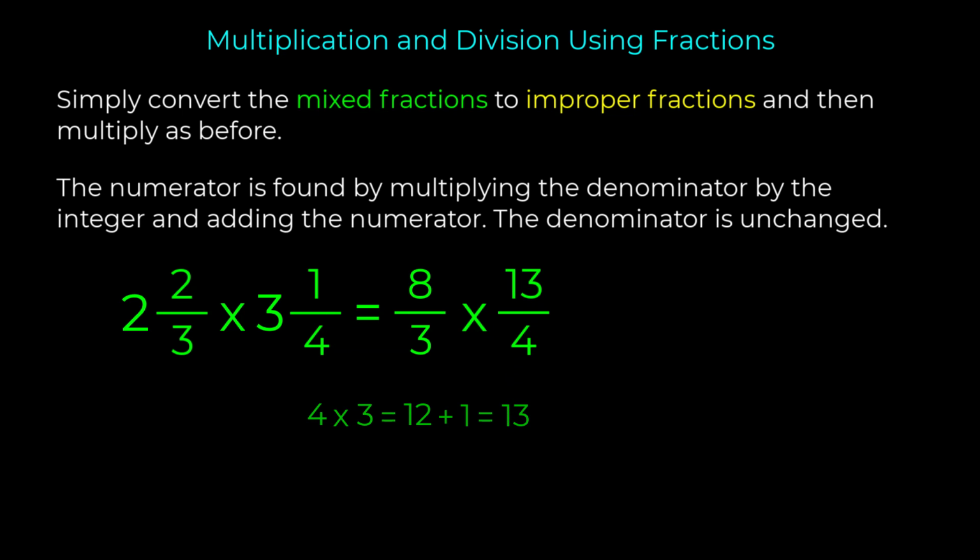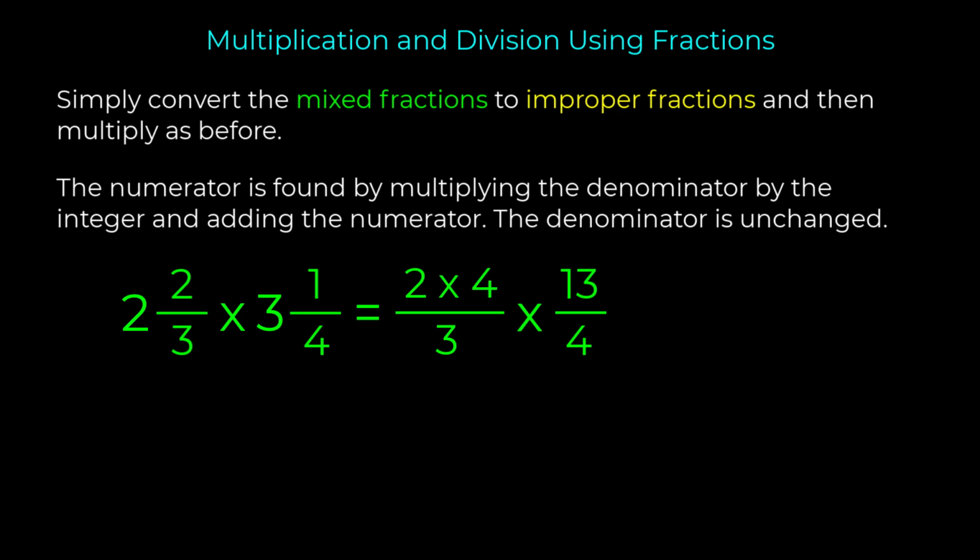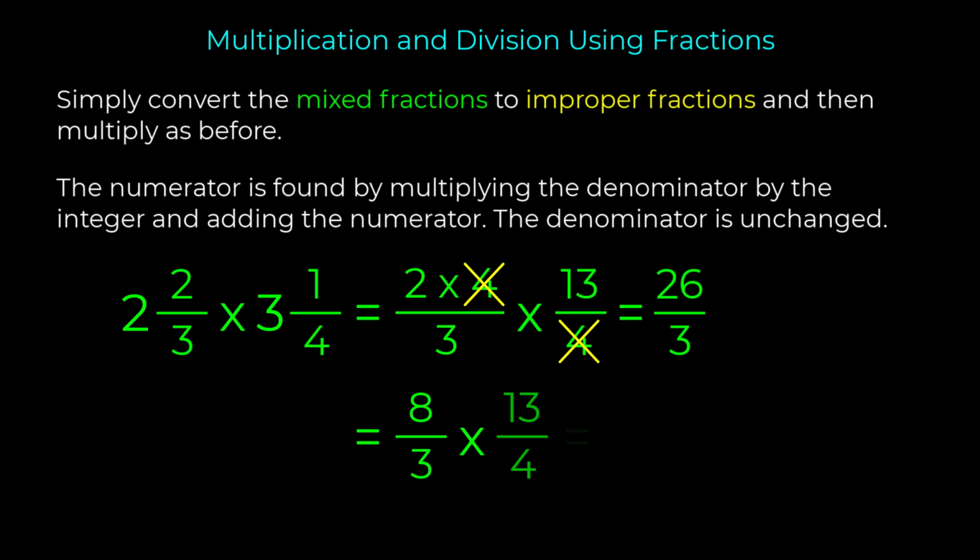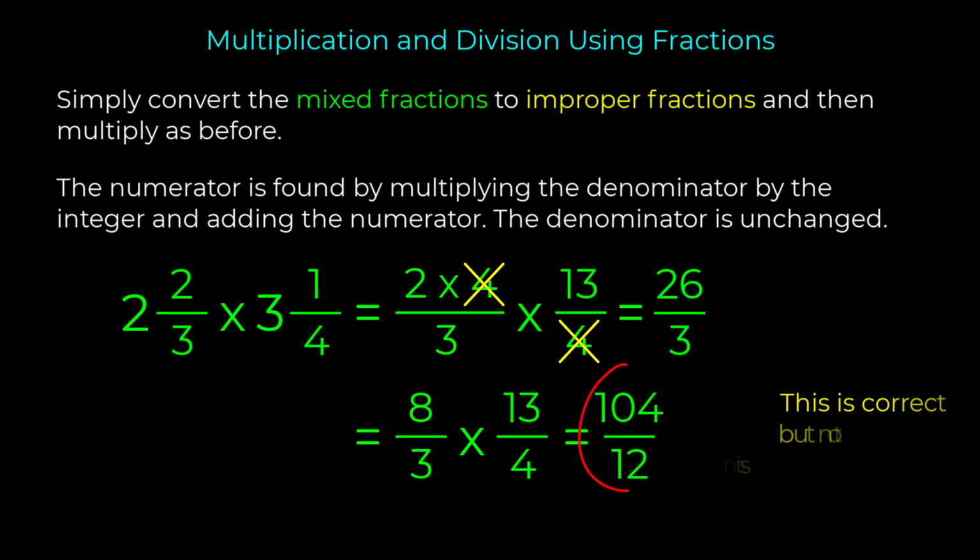Our multiplication problem is now 8/3 times 13/4. Notice that I can express 8 equivalently as 2 times 4. Now I have 4 in both the numerator and denominator. My solution is 26/3. If I had not canceled the 4 from the numerator and denominator, then I would have got 104/12. This is correct, but not simplified. I would have to divide both the numerator and denominator by 4 to get the equivalent simplified fraction of 26/3.